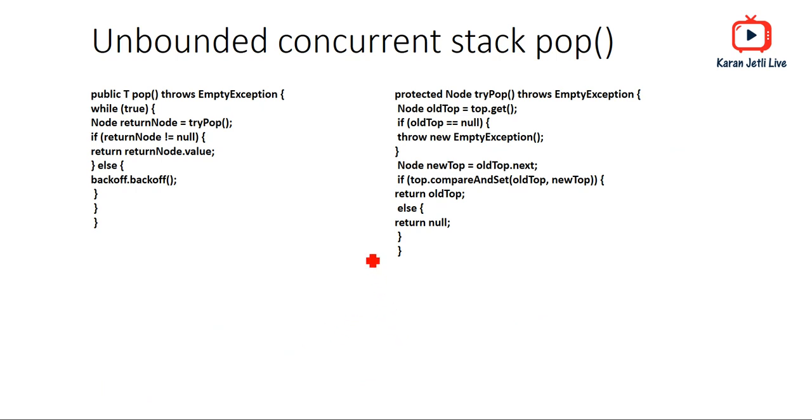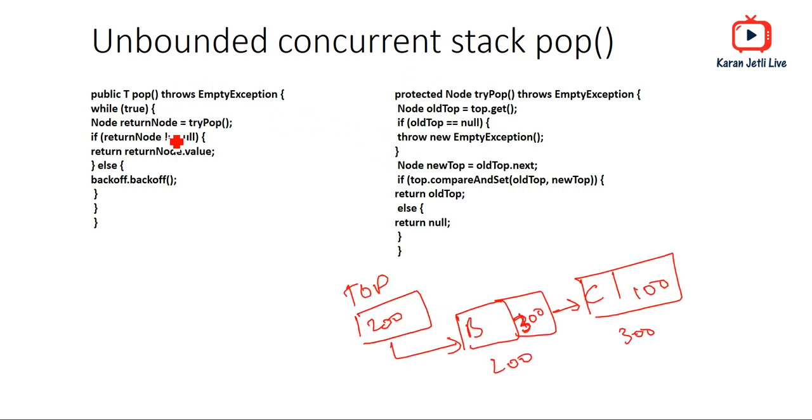Okay, so after deleting the first node, this is my stack now. Let us call again. What do we call again? We call pop. This pop should remove the element B from the stack. Now return node is equal to try pop. So I come here. Node old top is equal to top dot get. Whatever value is in top, put it in the old top. So what is here? 200.